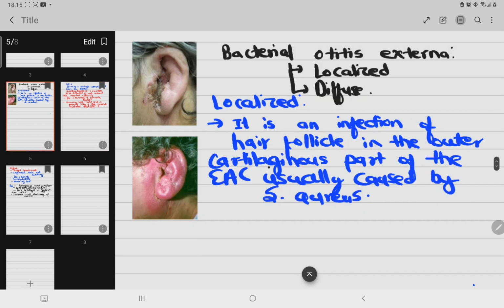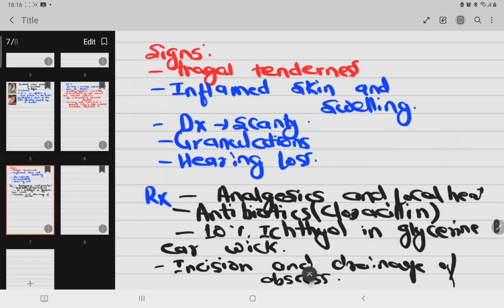Now you can see over here, there is localized involvement, so this is localized bacterial otitis externa. But if the involvement is over here, it looks diffuse, so this is diffuse otitis externa. And then we have the signs.